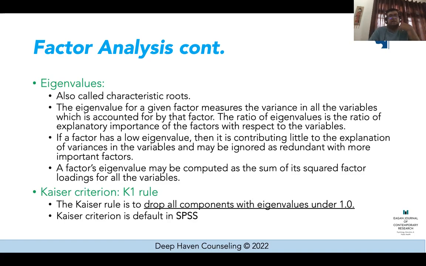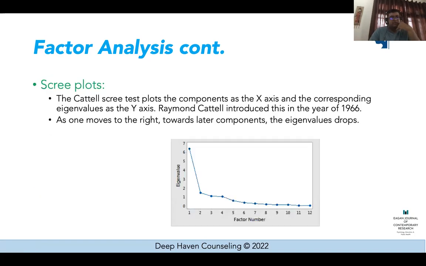Now, we have a rule called the Kaiser criterion, the K1 rule. What we do here is drop all components with eigenvalues under 1.0. This is the default in SPSS. And then you can see how the components are demonstrated in your scree plot. The Cattell scree test plots the components on the x-axis and the corresponding eigenvalues on the y-axis. Raymond Cattell introduced this in the year 1966. So we already discussed the scree plot.